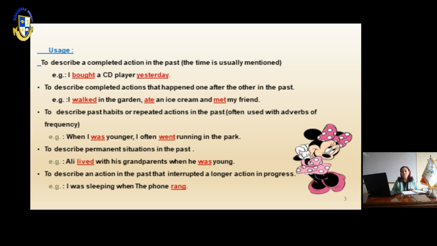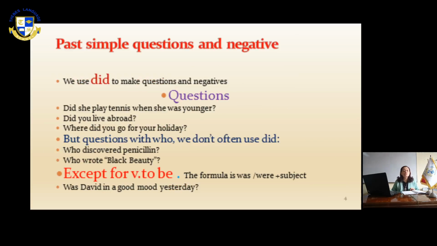Slide 4. Forming the questions, we have to use did with this tense. Did she play tennis when she was younger? And of course we use did with all pronouns. But questions with who, we don't often use it. Who discovered penicillin? Who wrote Black Beauty? Except for, of course, verb to be. We have to use was or were plus subject. Was David in a good mood yesterday?